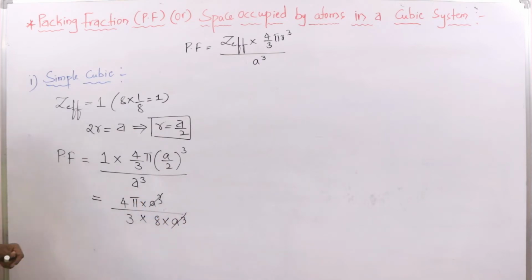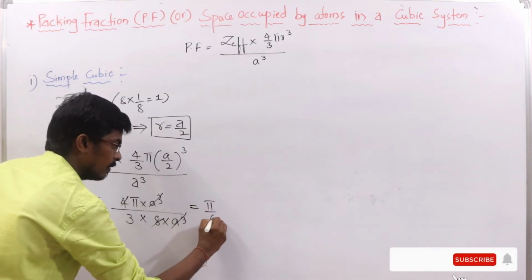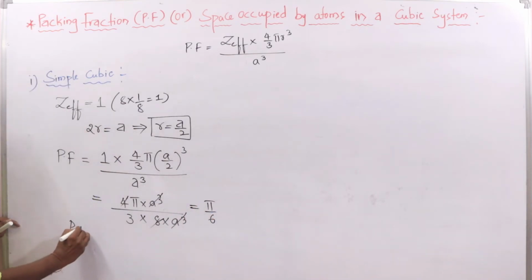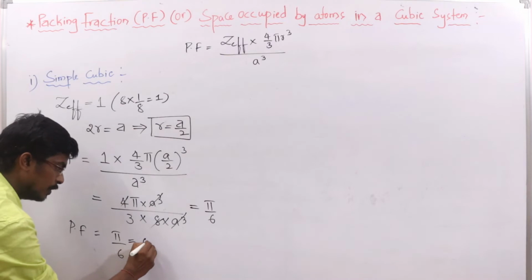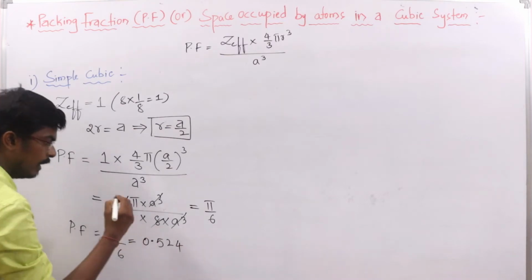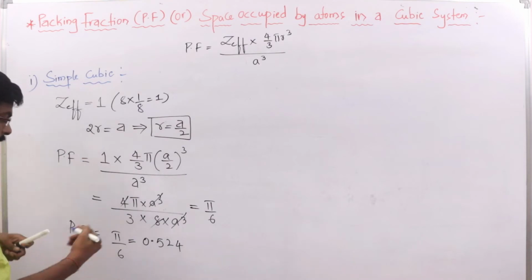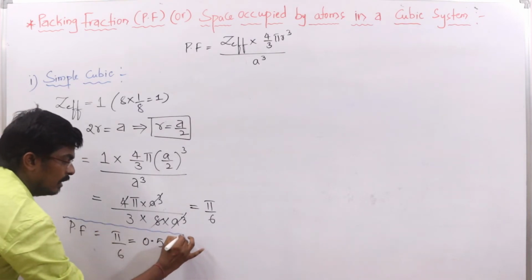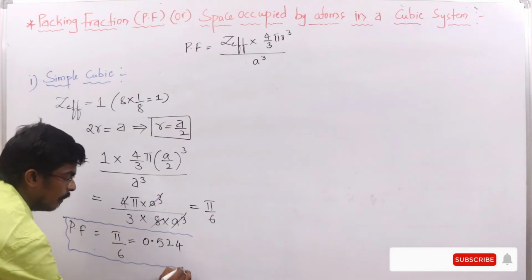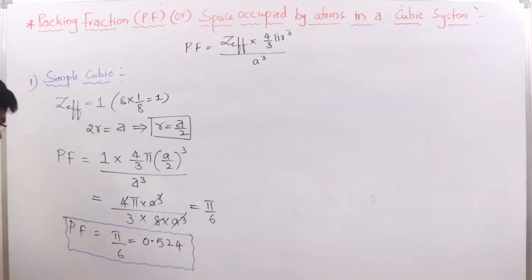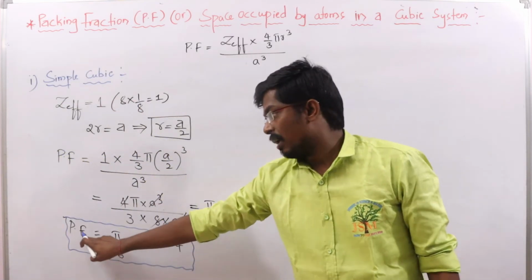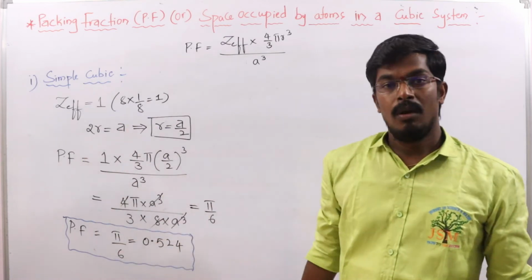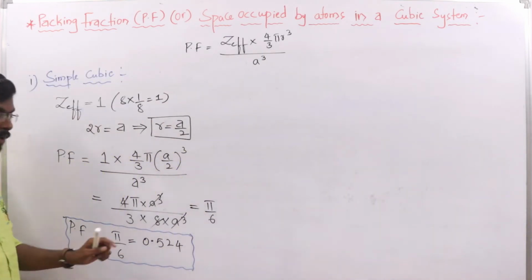So a cube gets cancelled, and you are left with pi by 6. So the packing fraction for simple cubic is pi by 6, which equals 0.524. The numbers are very important. You must also remember it in terms of pi, because in your examination they generally give options with respect to pi also. So the packing fraction for simple cubic is pi by 6, which is 0.524.